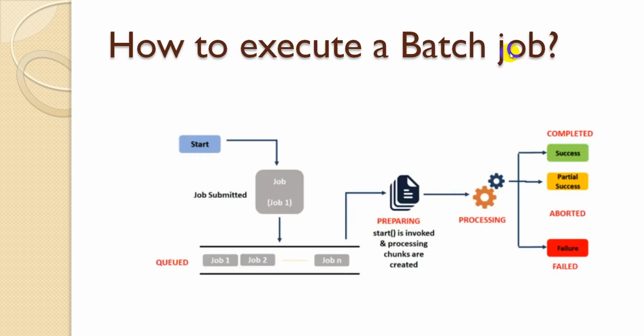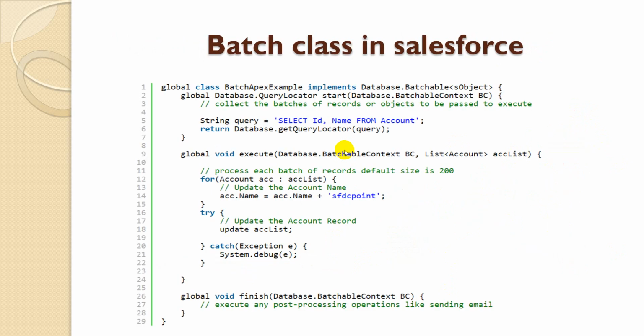So how to execute a batch job? We have the start method, and it puts the job in the queue. The jobs wait in the queue, and then when they are invoked or processed by the execute method, we will get a message: failed, completed, partially successful, something like that. So jobs are divided into batches. But this is one example of a batch class in Salesforce.